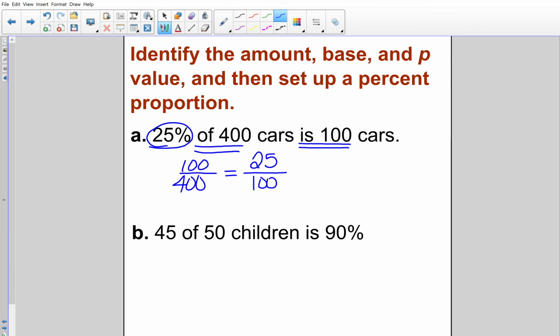Now, just a word of caution. Unless we're talking percents, we have to use the other way of writing proportions with the labels. This one has percent, so we have to use the percent proportion. So we can only use this one if we're working with percents. So here, 45 of 50 children is 90%. So this time the is not very helpful, but the 90% is going to get us started. We're going to go with 90, and again, that's always over 100. And then I'm going to look for the of 50. So the 50 goes on the bottom, and the 45 goes on the top. Okay?